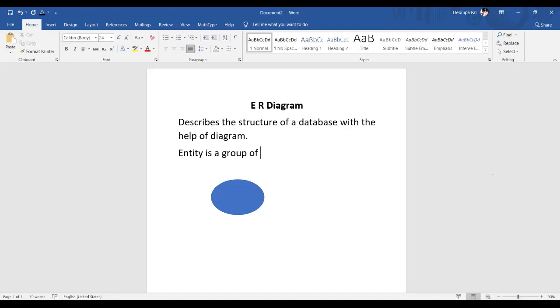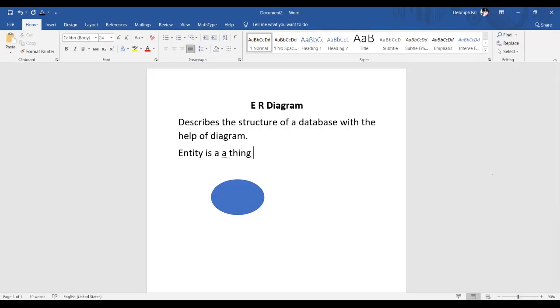Entity is an object which has certain characteristics. For example, there is a person. He may be a student. So a student has roll number, name. When you are giving a definition, you should not use an example. First give the definition, only then start giving examples.